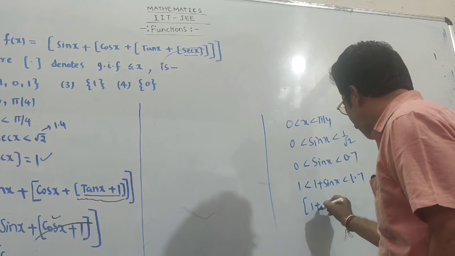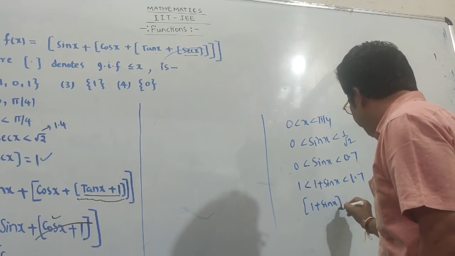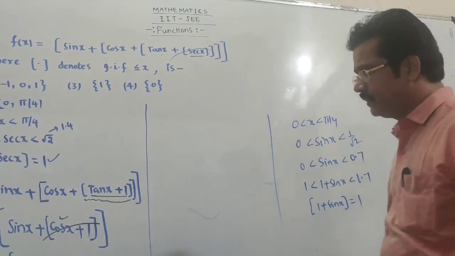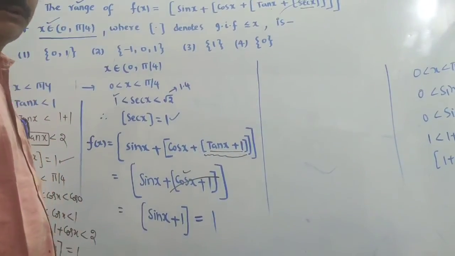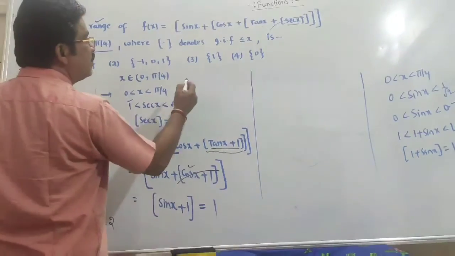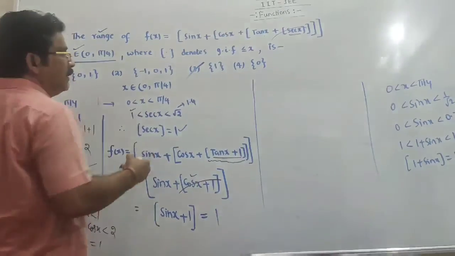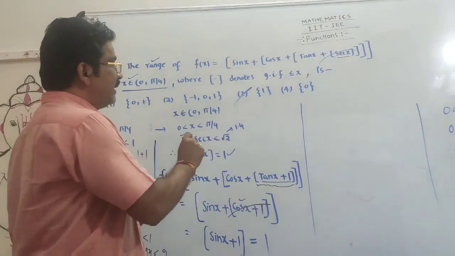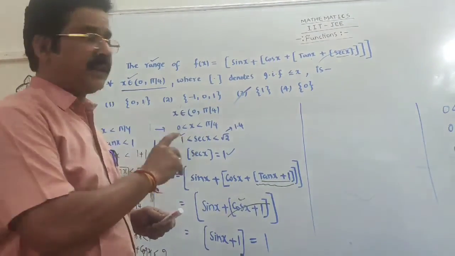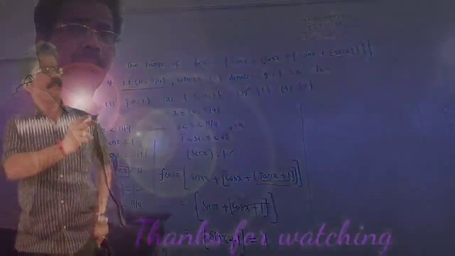So what about its box value? Box of 1 plus sin x equals 1. So its value is equal to 1. There is one singleton set, 1. So the range of the given function f of x is 1. It is a singleton set. Thus the third option is right. Hence the problem.